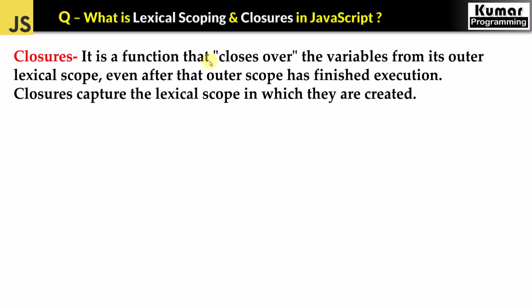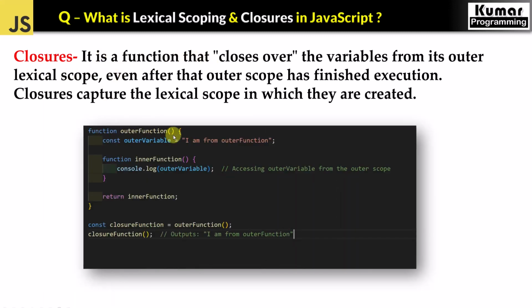Now let's understand with a code snippet. Here I have created an outer function, and inside this function I have created a variable, outerVariable, and then I have created another function inside this outer function, which is the inner function, right? This inner function is using outerVariable from our parent lexical scope, because outerVariable is not declared here, it is declared inside the parent function. So this inner function is a closure function. From the definition, a closure is a function which uses the scope of its parent or outer lexical scope, and closures capture the lexical scope in which they are created.